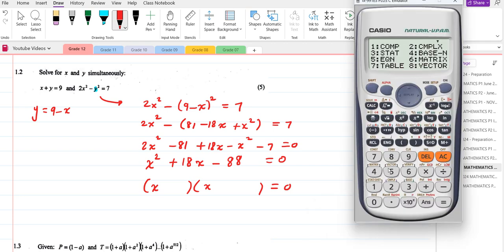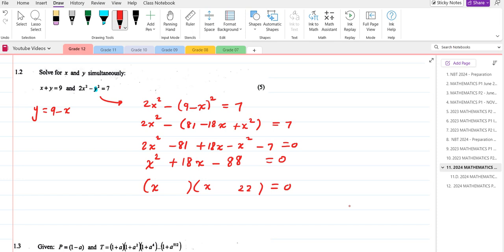Mode 5-3. Value of A is 1. Value of B is 18. And value of C is negative 88. Right, so I'm getting 4. I should not be using 11 and 8. I should be using 22 and 4. So it is x plus 22 and minus 4. That's why we're getting x equals 4 or x is equal to negative 22.